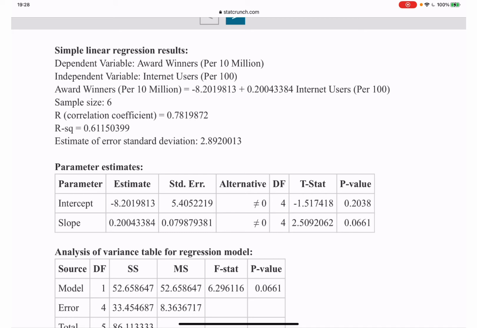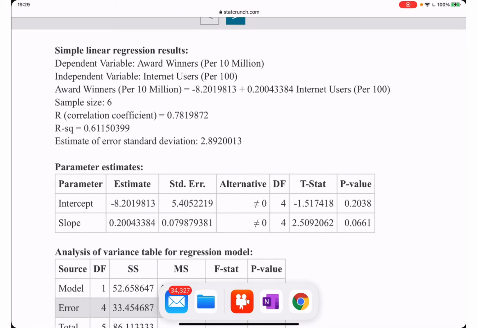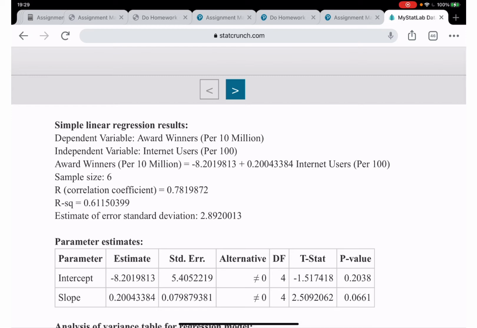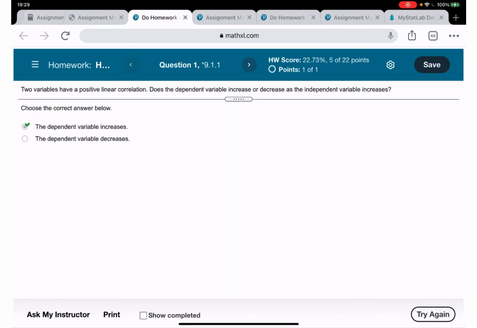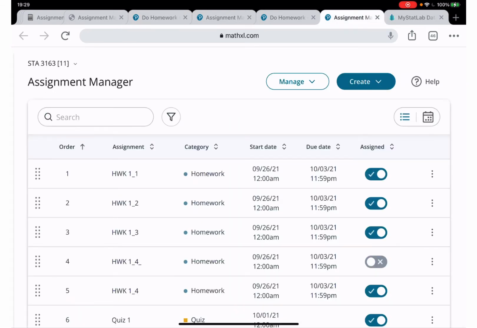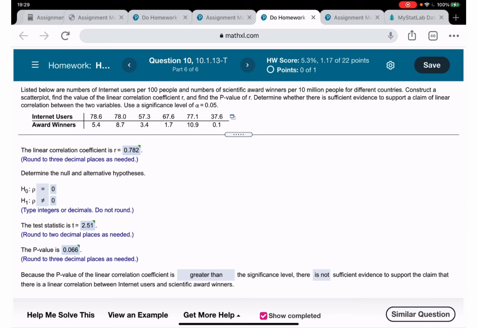Next we are going to take the t-stat. It's going to be where our slope is, 2.51, and the p-value is going to be 0.06. I took the information for the slope because that's going to be our information. So moving back to our assignment. Where is it? Oh, here it is. 2.1 and 0.66. Yeah, we filled out. Okay.